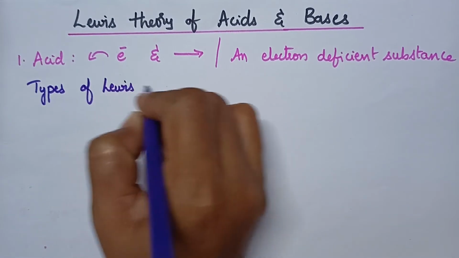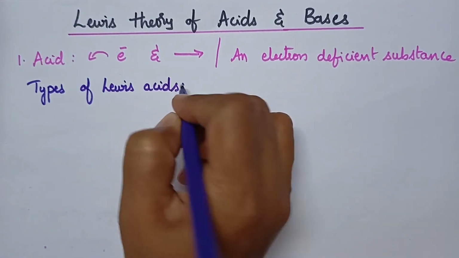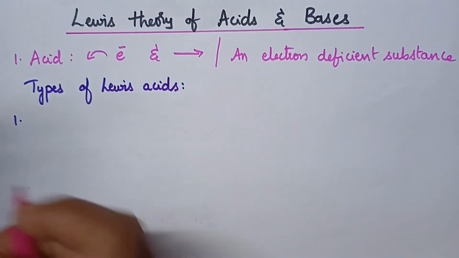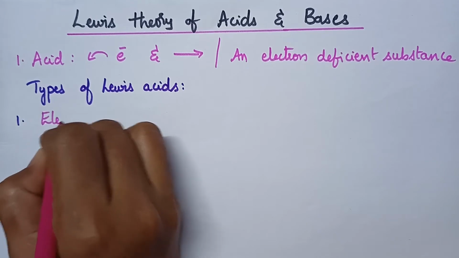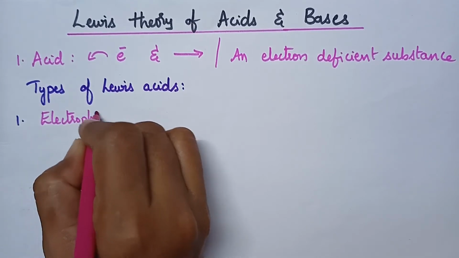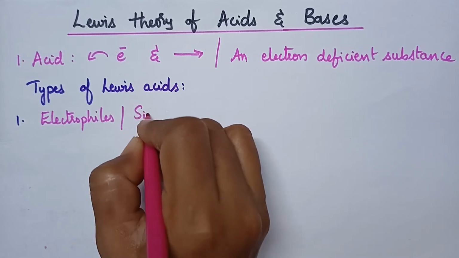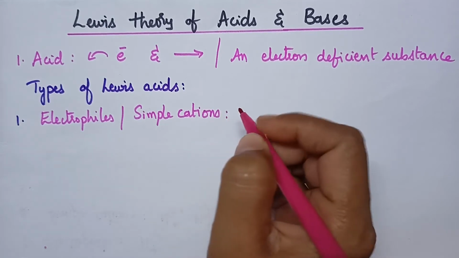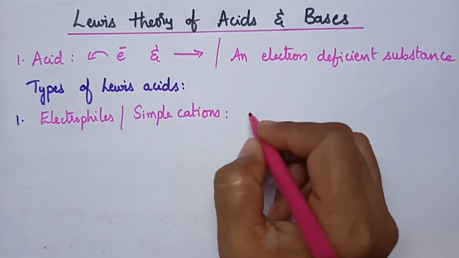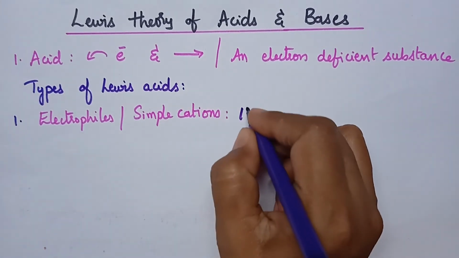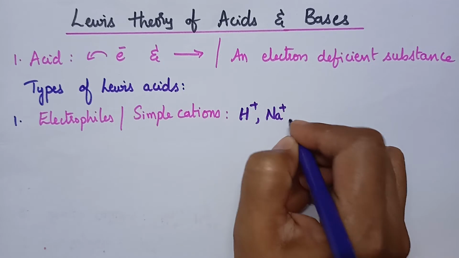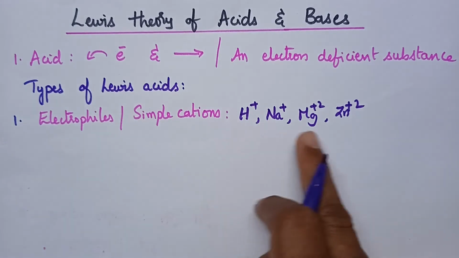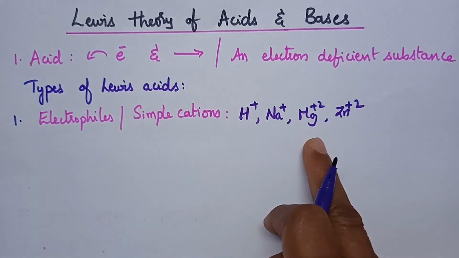Generally, electrophiles. That means simple cations will act as Lewis acids. In other words, they can be called simple cations. So electrophiles or simple cations will act as Lewis acids, and the best examples include H plus, Na plus, Mg plus 2, Zn plus 2. So simple cations are good examples of Lewis acids.